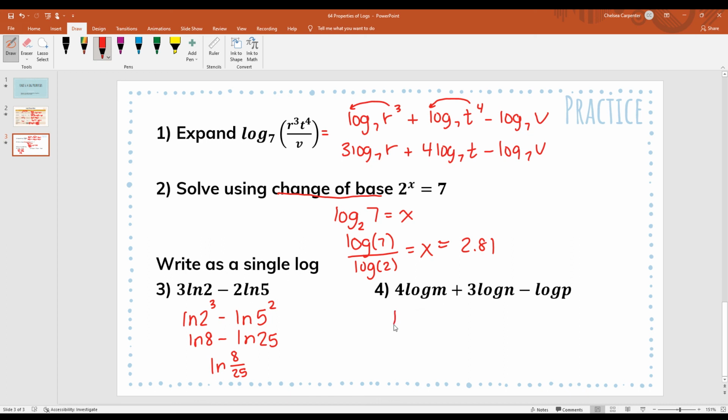Right, last one, log of m to the fourth power plus log of n to the third power minus the log of p. And now let's use, kind of going backwards from the first problem, the product property means I can write these first two as m to the fourth times n to the third, and then that's a subtraction, so that becomes the bottom of our fraction.